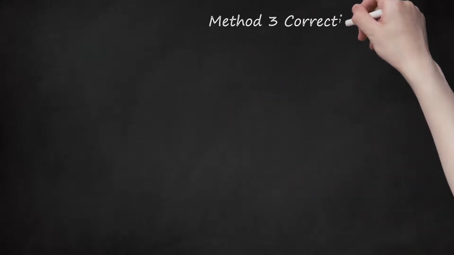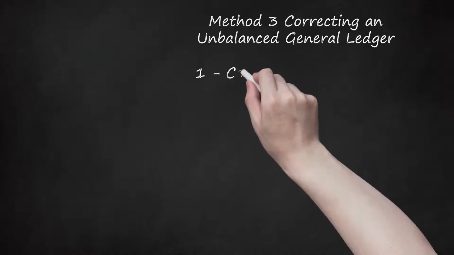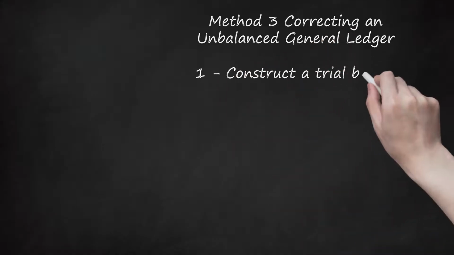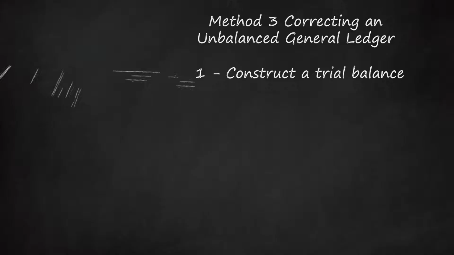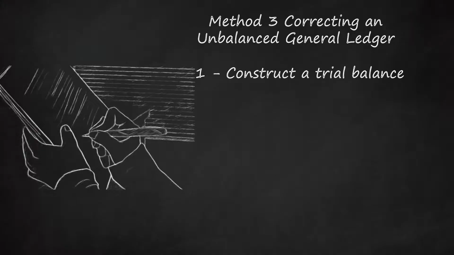Method 3. Correcting an unbalanced general ledger. 1. Construct a trial balance. Sometimes, a general ledger can have a final balance that is unevenly split between credits and debits. Ideally, this balance should be zero, as the credit value should match the debit value. If this is not the case, one or a number of transactions have been recorded improperly.